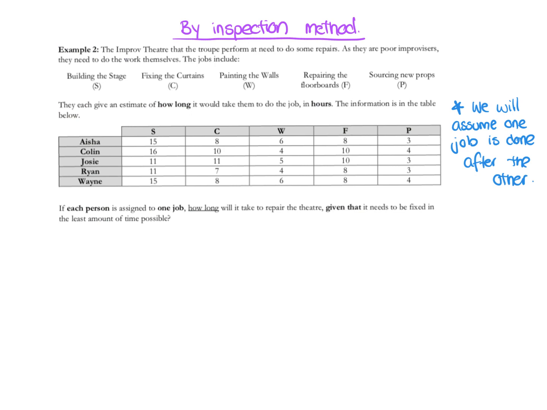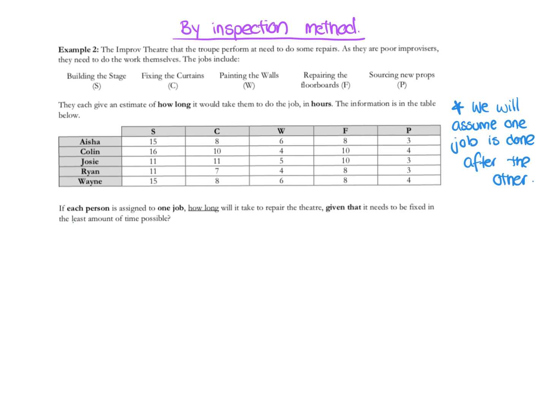Okay, so now that was sort of allocating jobs. But then what happens is we give people certain jobs with certain time limits. So you can still see we've got 5 people and we've got 5 jobs here. So we've got building stage, fixing curtains, and the time they would take to do all those jobs. What you often want to do is allocate everyone a job, but get this done in the minimum, the lowest time.